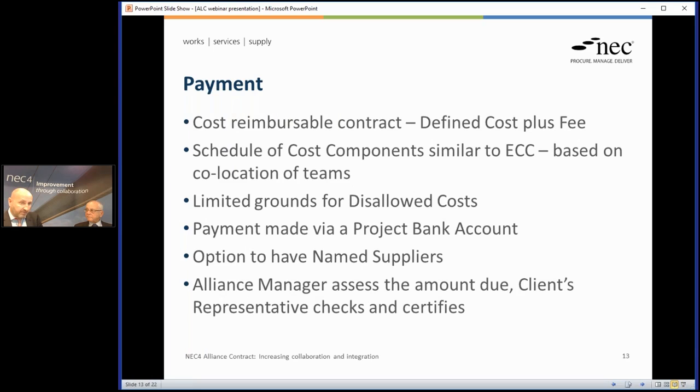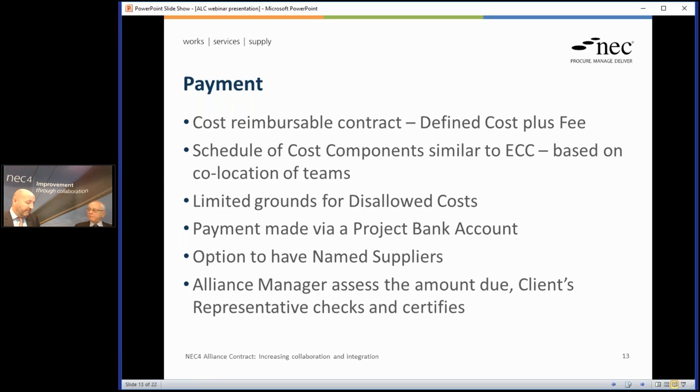Okay, in terms of payments, the basis I've already said is an option E, so it's a cost reimbursable contract, payment based on defined cost plus fee. So we have a schedule of cost components, very similar to the ECC schedule of cost components, with the preconception being that most of the alliance members will be in a shared facility, co-located, and therefore that will be in effect the working area in which costs will be incurred in accordance with the schedule. But presumably they don't all have to be there. It allows for people outside of those areas.